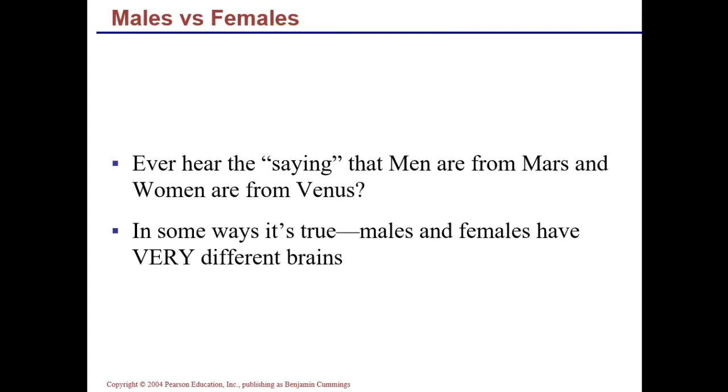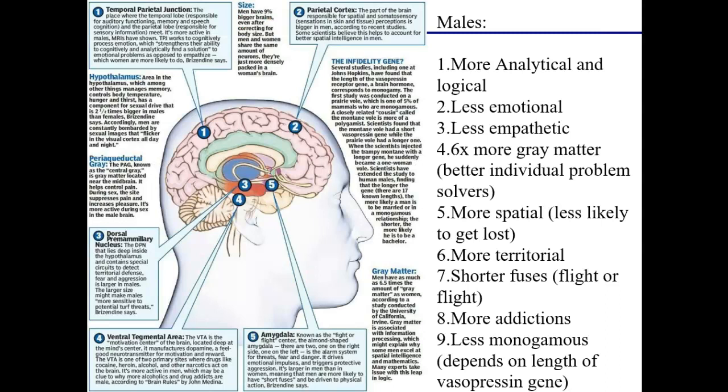Also, males and females have different brains. Now, they have all these structures we talked about, but the way that information and emotions are processed in a female brain versus a male brain can be very different. Men tend to be more analytical and logical. They have 6 times more gray matter in their brain, so they're good at solving problems. They like to solve problems. They tend to be less emotional, less empathic. They're good with spatial orientation, so giving directions, following directions. They tend to be good at that.